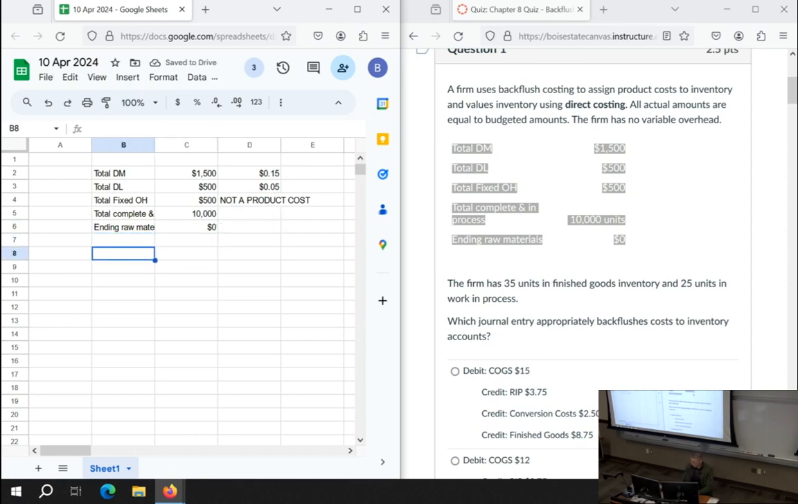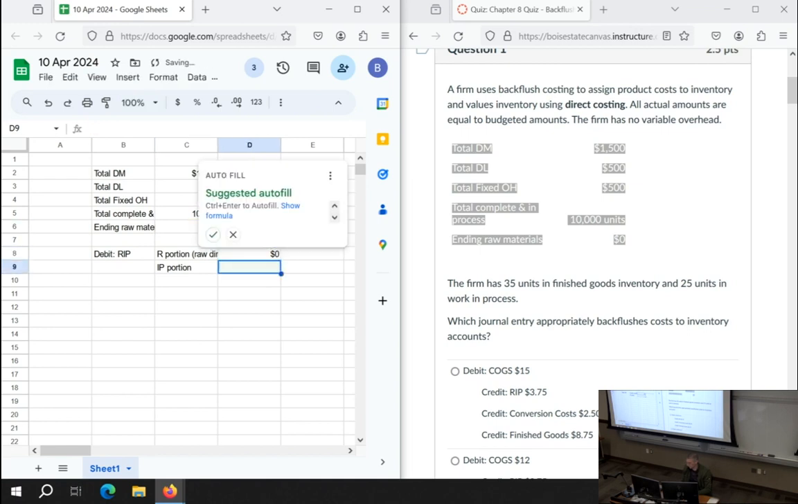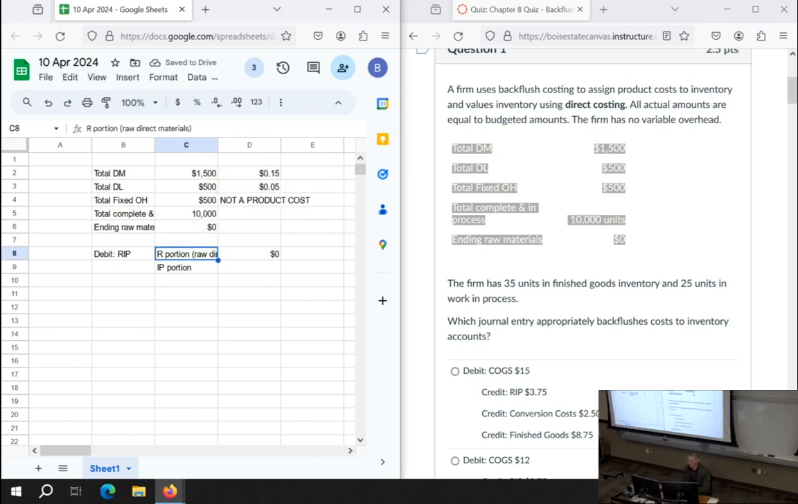Okay, great. So our debit to RIP is going to include the raw portion and the in-process portion, meaning direct materials, raw, which we know is $0. Right there, I told you ending raw materials is $0. We did a count, and the warehouse is entirely empty. The in-process portion means direct materials cost of in-process units.